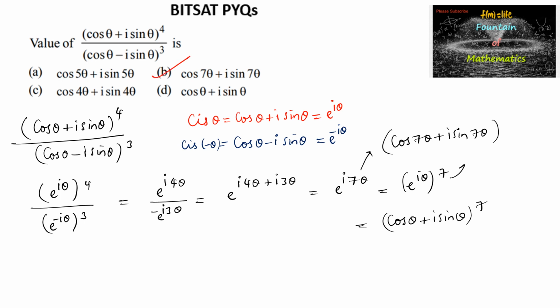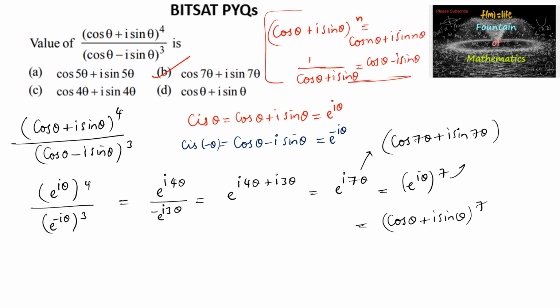We can also remember one property, (cos θ plus i sin θ) whole to the power n is equal to cos nθ plus i sin nθ, and 1 upon (cos θ plus i sin θ) is equal to cos θ minus i sin θ. By using these two properties also we can expand it. So the answer is option B.